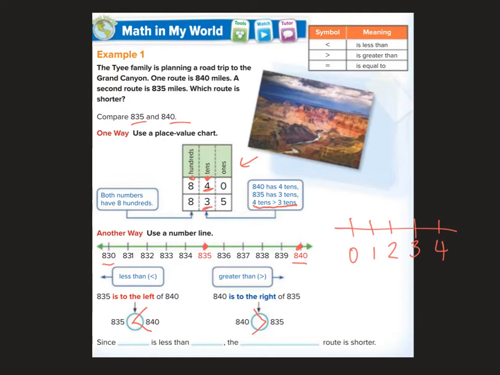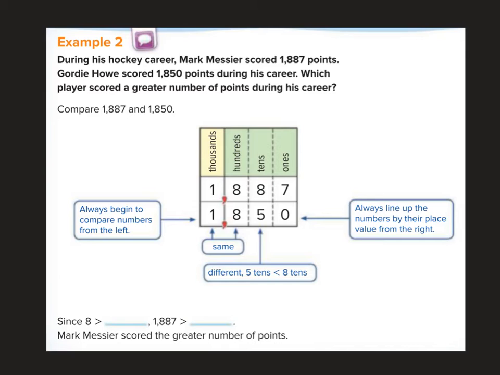Okay, so since 835 is less than 840, the blank route is shorter. So that's referring up here to our question. So we know that the second route is shorter to go, 835 miles instead of 840.